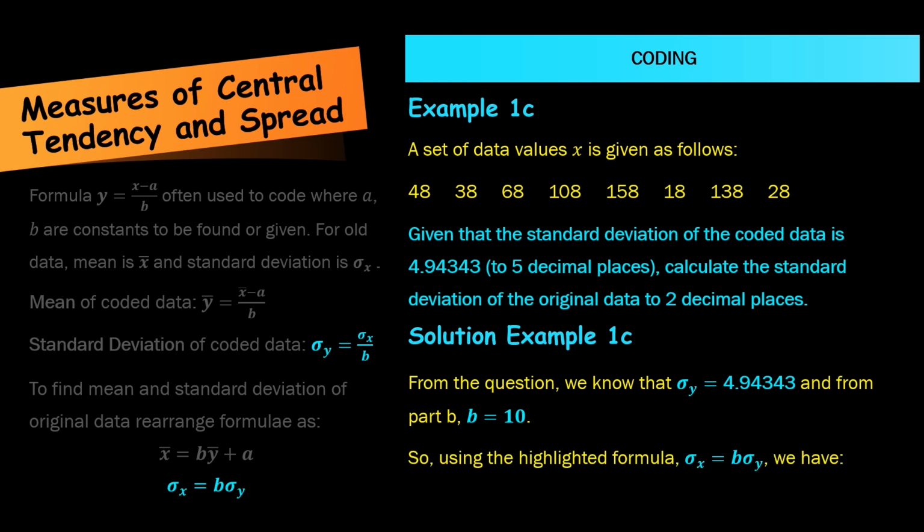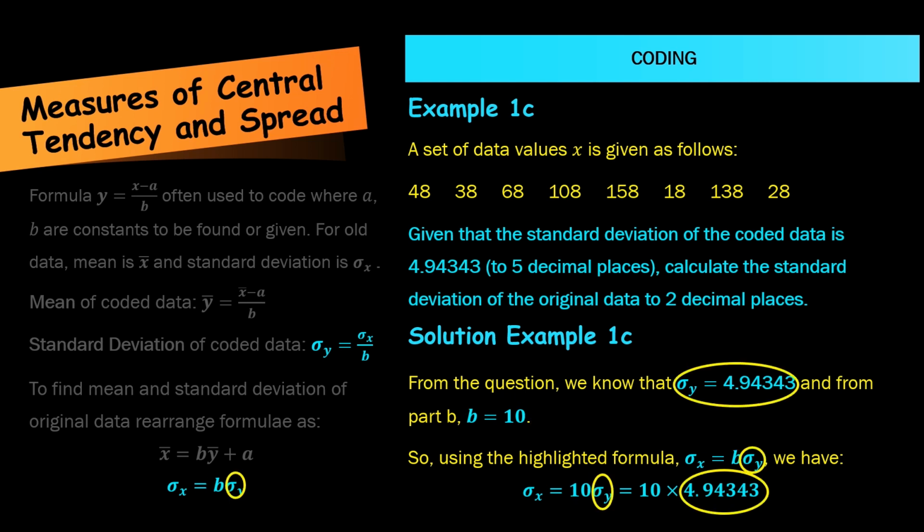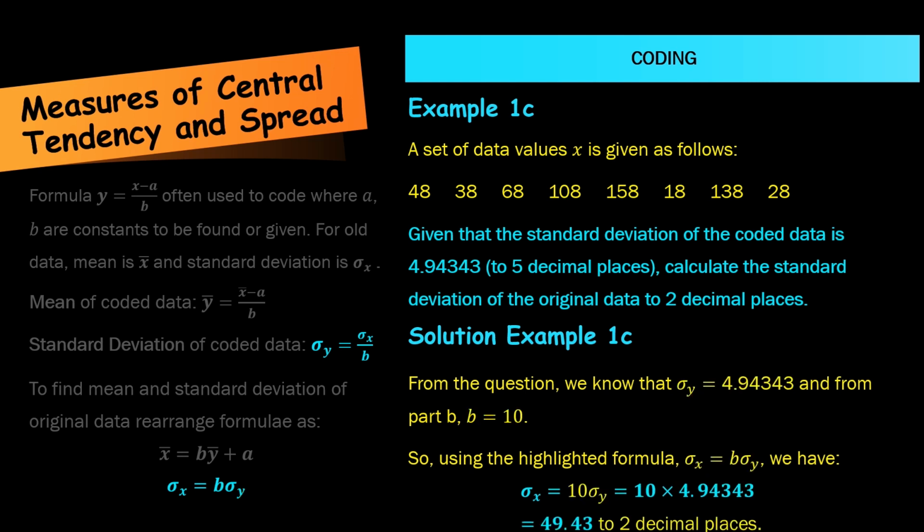So using the formula sigma x equals b times sigma y, we simply plug in the values. So b equals 10 and sigma y as shown, to give us that sigma x is equal to 49.43 to 2 decimal places.